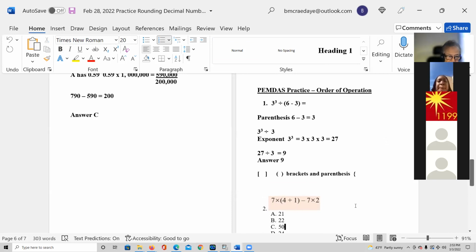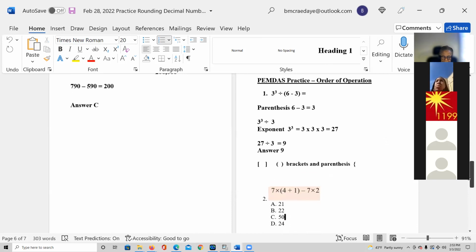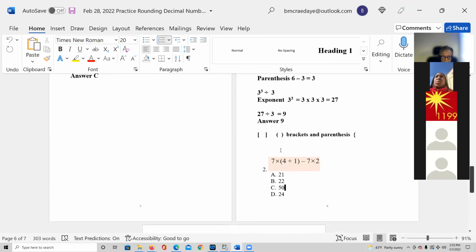7 times in parentheses 4 plus 1, minus 7 times 2. So you've got parentheses and you've got multiplication and you've got subtraction. That's it. Which one do you do first? Let me bring this over. The parentheses. Parentheses, okay.